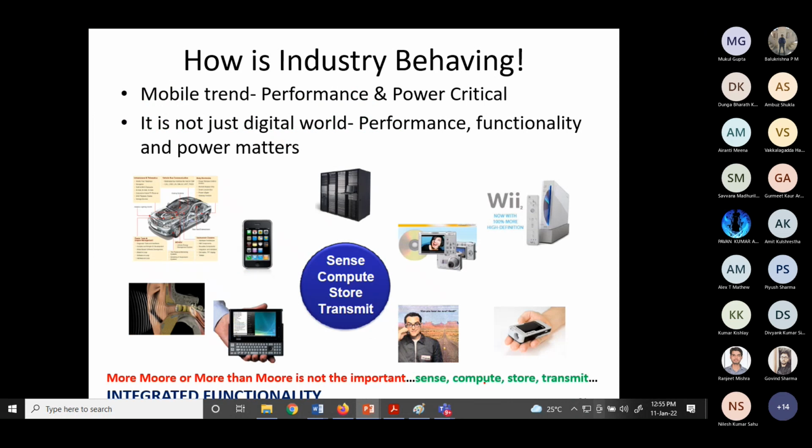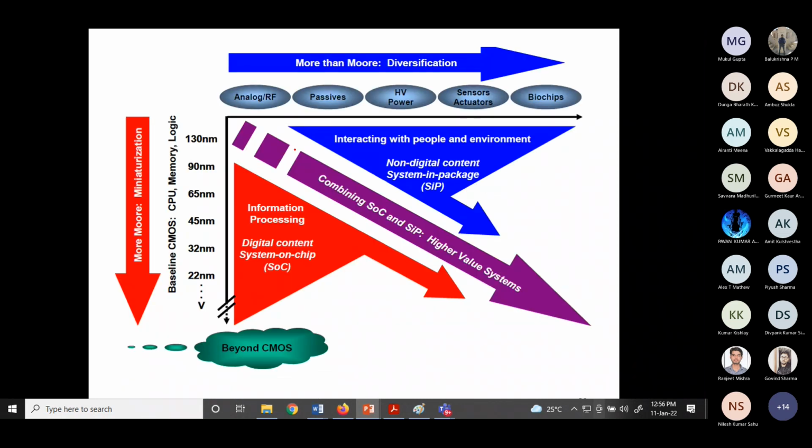So this is just a slide to show that we are in a digital world which goes for different performance and functionality. Of course, power matters because we don't want to charge our device every now and then. So I think I will stop here today with this slide. These are process nodes: 130 nanometer, 90 nanometer, 65 nanometer, 45 nanometer. These are gate lengths for every future node. And this is the direction where, if we follow Moore's law, we are progressing.